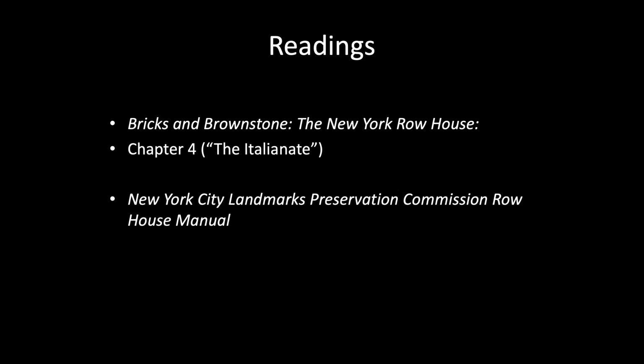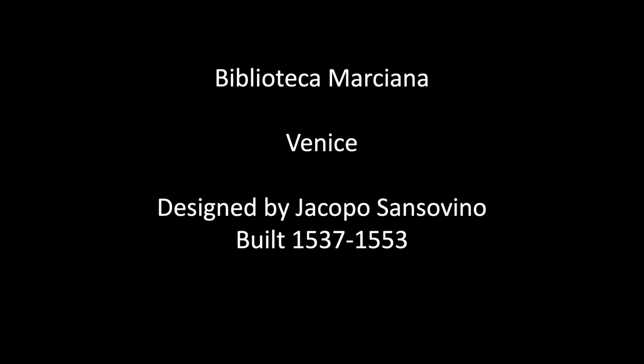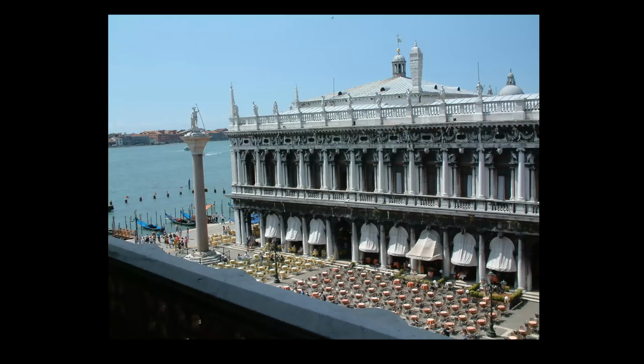So let's look at a precedent for this. There are many precedents for the Italianate style, but perhaps none better than the Biblioteca Marciana in Venice. And this was built in the 1500s. The designer was Sansovino. What a remarkable building. So this is marble. It's 2 stories. It's got statues everywhere. It's got arches within arches, and just so much detail and ornament.